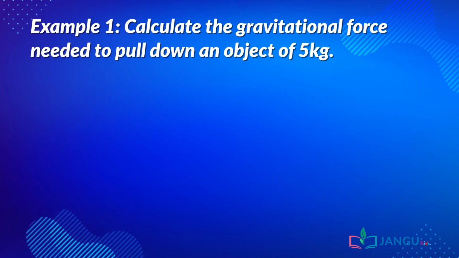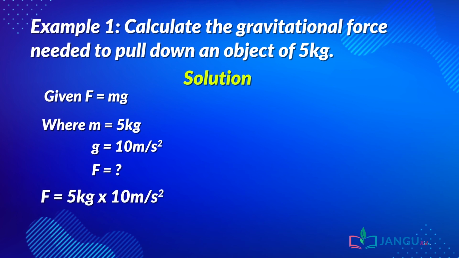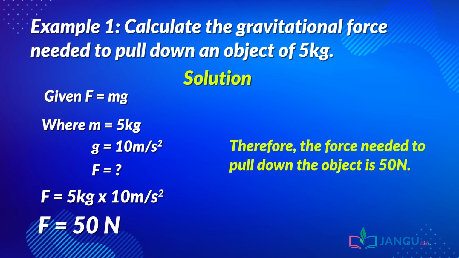Example 1. Calculate the gravitational force needed to pull down an object of 5 kilograms. To find the solution, given F is equal to mg, where m is 5 kilograms, g is equal to 10 meters per second squared, and F is unknown. F is equal to 5 kilograms times 10 meters per second squared. This is equal to 50 Newton. Therefore, the force needed to pull down the object is 50 Newton.